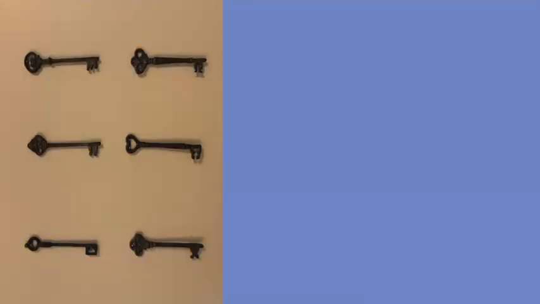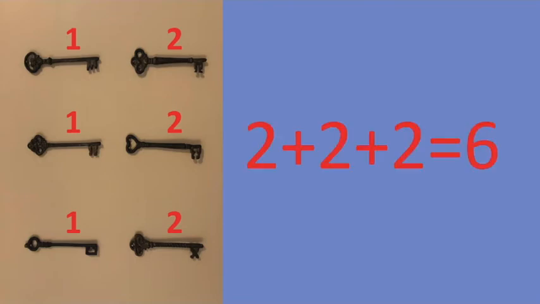The last example I found is a little bit different than the others because we don't just have 2 rows. Now we have 3 rows, each of them with 2 keys in it. So there's 2 in the top, there's 2 in the middle, and there's 2 in the bottom, which means my equation is going to be adding 3 of the same number. 3 numbers are going to be added together. 2 plus 2 plus 2 equals 6 keys in total.